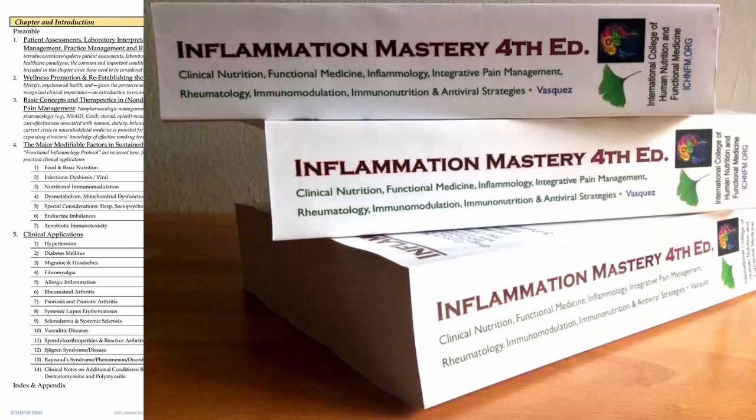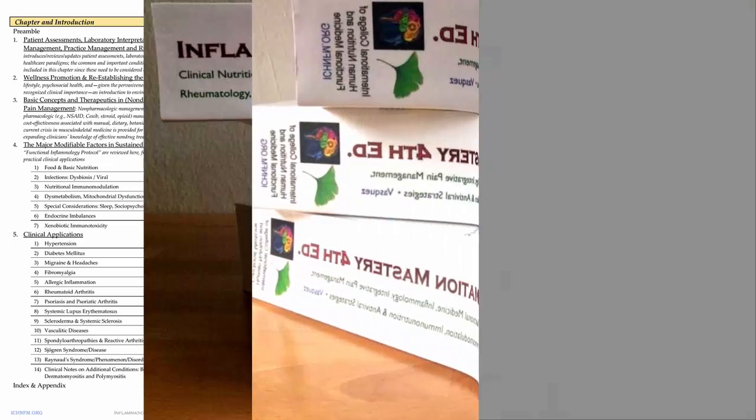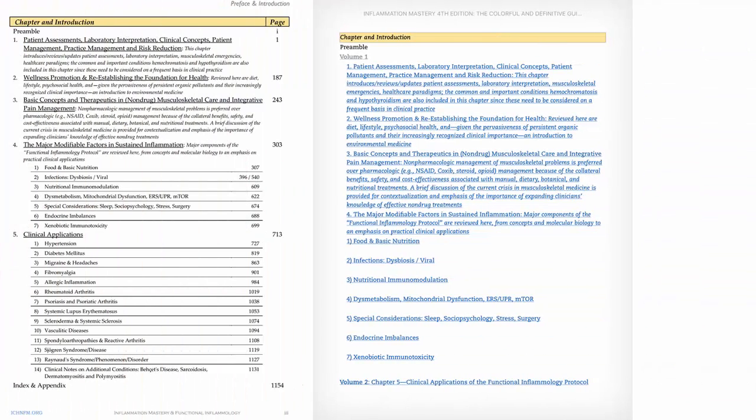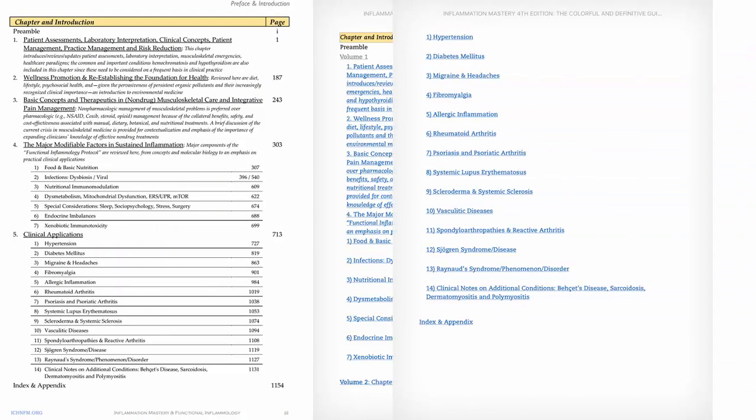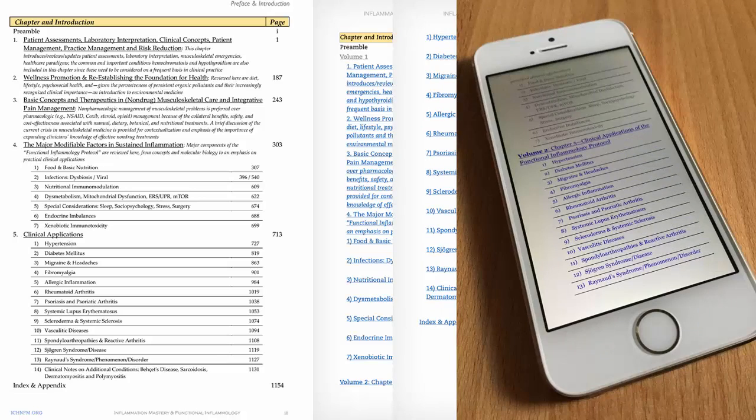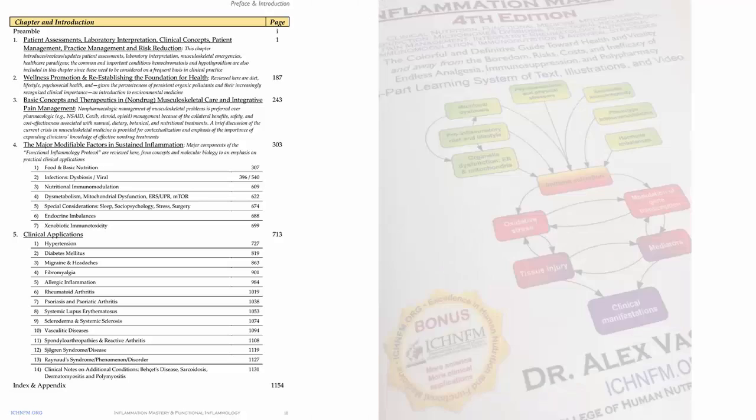The textbook Inflammation Mastery is nearly 1,200 pages. It's actually 1,182 pages, very densely formatted. The book is also available in an ebook or Kindle book format. The ebook, of course, provides very convenient access to the information, which can be loaded into your smartphone, iPad, home, and office computer. Now let's take a quick look inside at some of the details of that information.